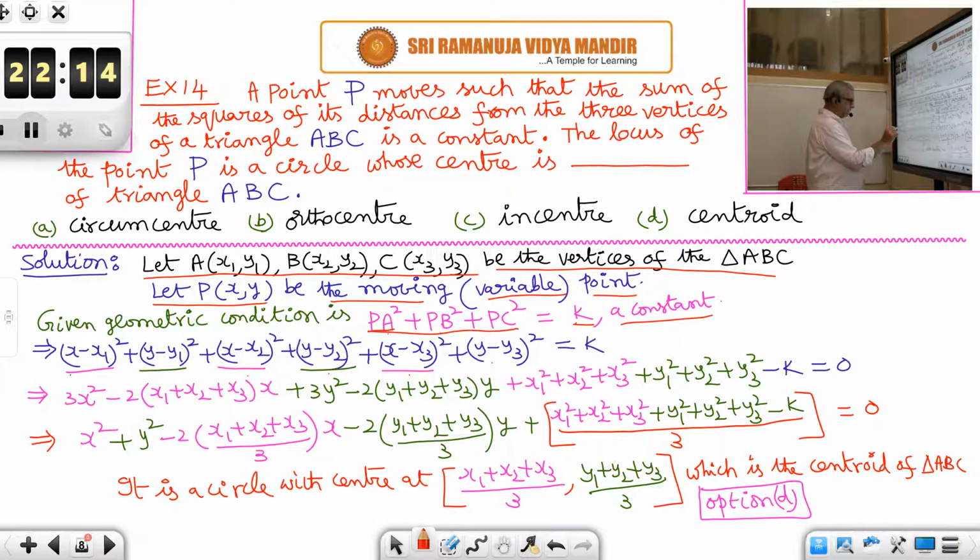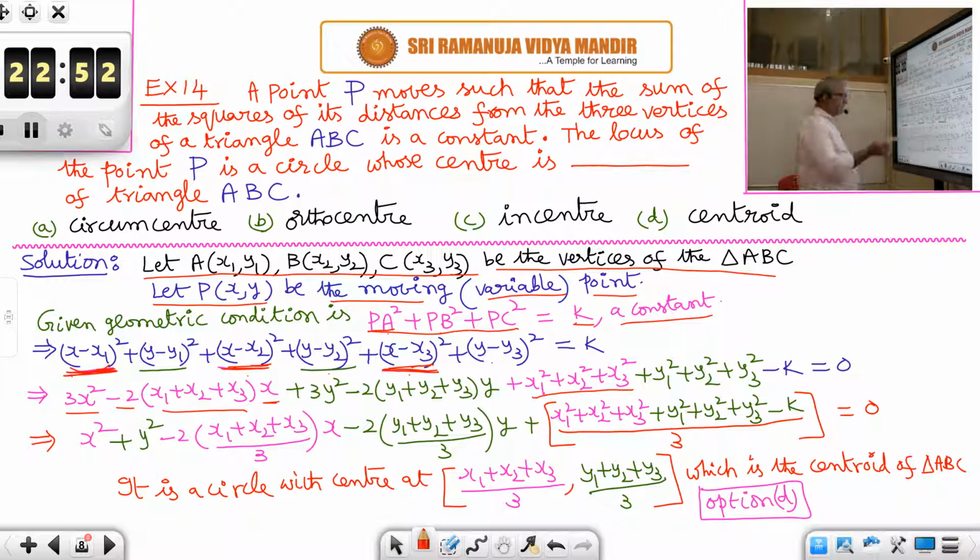This one I am marking in red now, all the x terms. Take these three squares where x is there. First one x square, second one x square, third one x square, so you will get 3x square. First one gives minus 2x1x, second minus 2x2x, third minus 2x3x. Take minus 2x common, and in the bracket you get x1 plus x2 plus x3. Next the constants: x1 square, x2 square, x3 square, I am writing at the end.